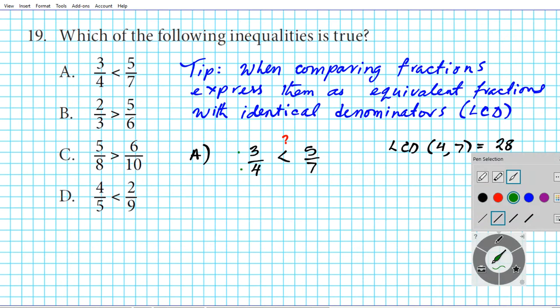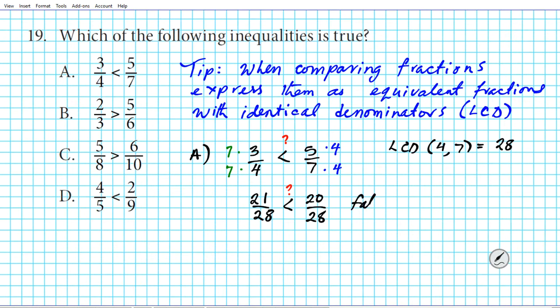So I need to express these two fractions as equivalent fractions that have a denominator of 28. So I'll multiply the first fraction by 7, top and bottom. That will yield 21/28. And then the second one will multiply that one by 4, top and bottom. Okay, that will give us 20/28. Denominator is identical. Now compare the numerators. Is 21 smaller than 20? The answer is no, so this statement is false.